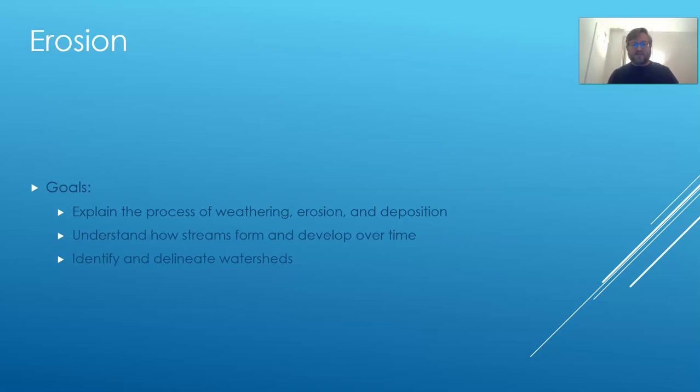So our goals for this lesson are first for you to be able to explain the process of weathering, erosion, and deposition. So often when we talk about erosion, we're really referring to this whole set of processes: weathering, erosion proper, and deposition. Then we're going to be looking at how streams form and develop over time through processes of erosion and deposition, and to identify and delineate watersheds, which are a key element of how our landscape around us works.